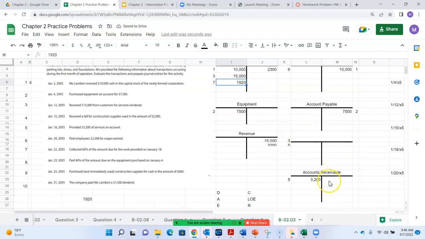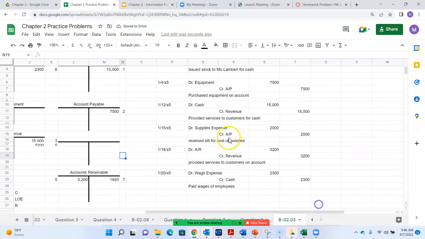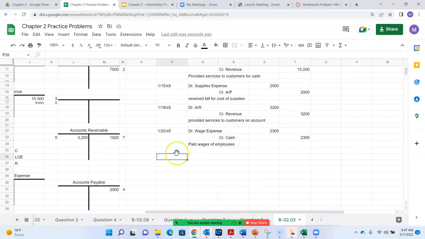And our accounts receivable is going to be reduced by this $1,920. This relates to transaction number 7. Let's go ahead and do our journal entry for this one. So this occurred on January 22nd. We debited cash. We credited accounts receivable for $1,920. Remember, this is 60% of that previous amount of $3,200.